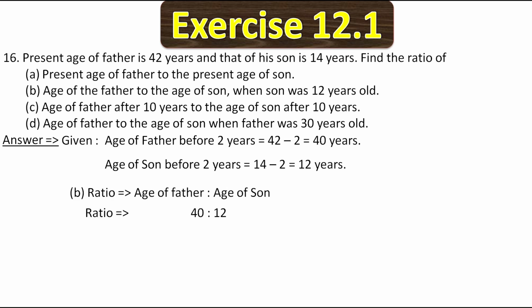Now let's make them into simplest form. I'll divide it by 4. 4 3s are 12 and 4 10s are 40. So I got the fraction as 10 upon 3. Therefore the ratio is 10:3.